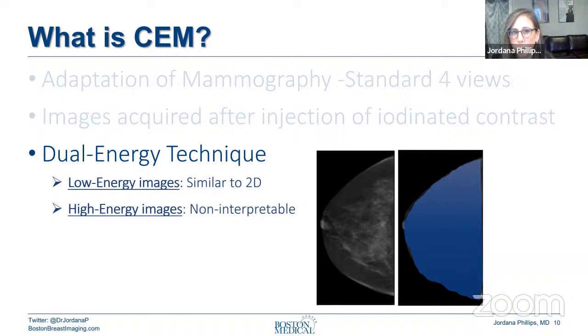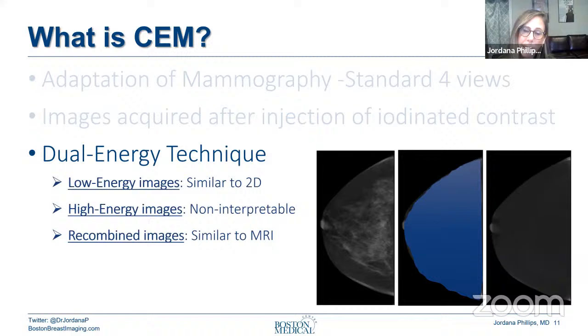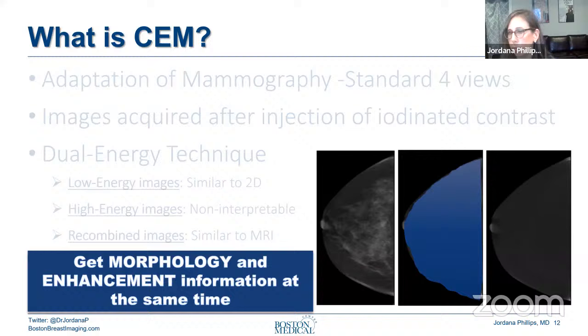The unit automatically post-processes the low energy and the high energy images together to create something called a recombined image. And this image is similar to a subtraction image on MRI, where it really just highlights, it shows really well those areas of contrast enhancement. The low energy image and the recombined images are what we see as radiologists. Those are the images that get sent to our workstation for imaging review. So what's excellent about contrast-enhanced mammography is that we get to combine what we know, which is information on morphology and density, with information on enhancement, and we don't need an MRI to do it. It's all performed at the same time.